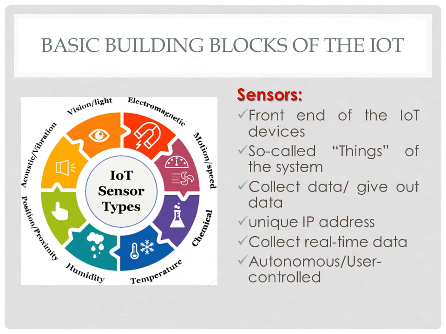Here are some examples of sensors given in the diagram. The sensors may be electromagnetic sensors, motion or speed sensors, chemical sensors, temperature sensors, humidity sensors, position or proximity sensors, acoustic or vibration sensors, light sensors, etc.